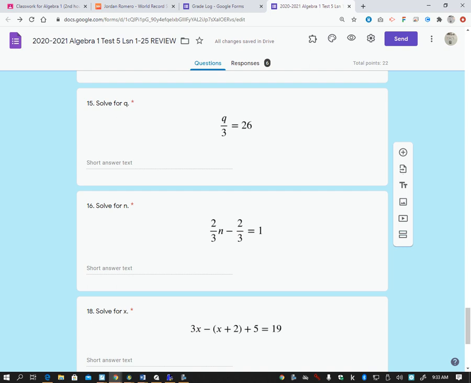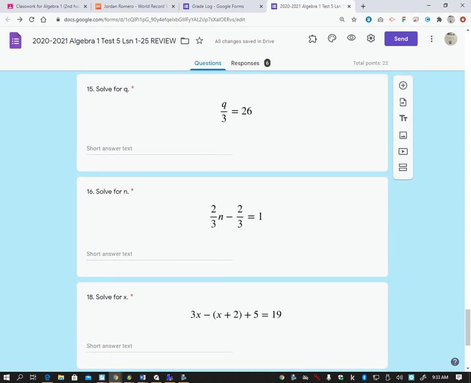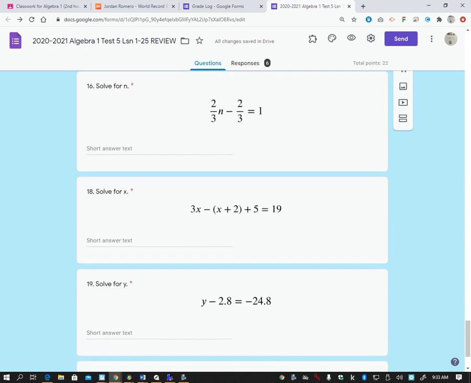How about 16? Or 15? How do I get the 3 to the other side? Multiply by 3 on both sides, and that's going to give you Q equals, okay? All right, let's look at 16.